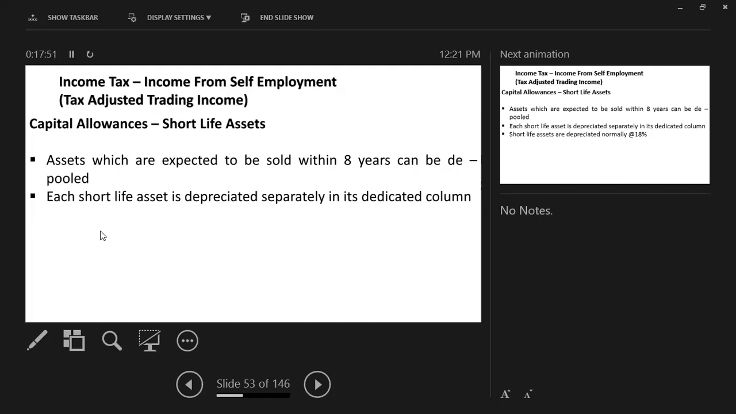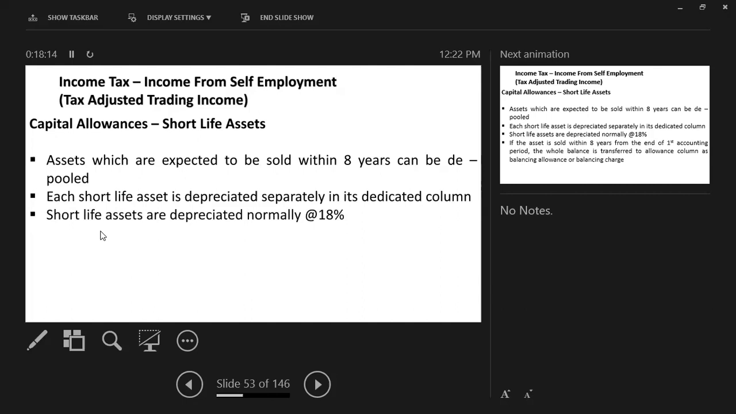But normally in the exam, you will be told whether the asset is short life or not. You don't have to identify whether an asset would be short life or not. It is clearly written in the question that the company purchased this amount of short life asset or sold the short life asset. The name will be short life. Got it? Yes, sir.